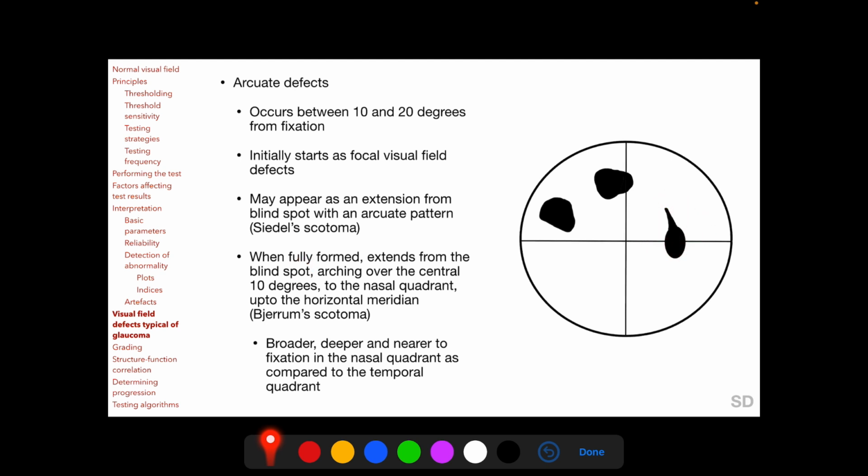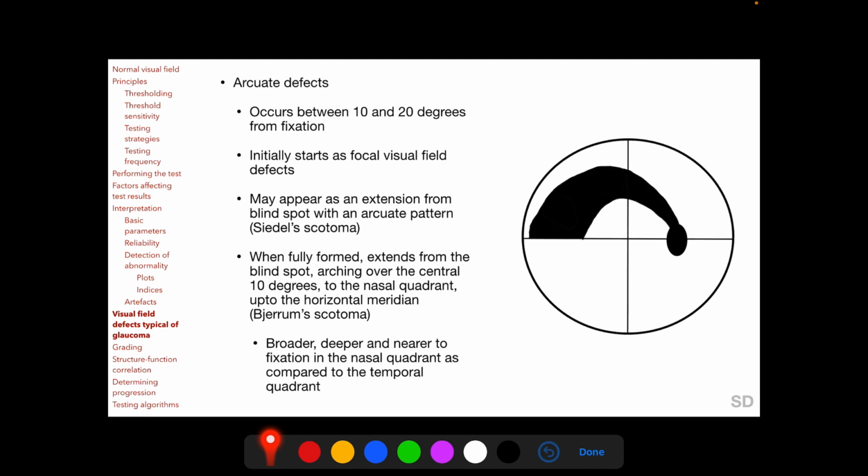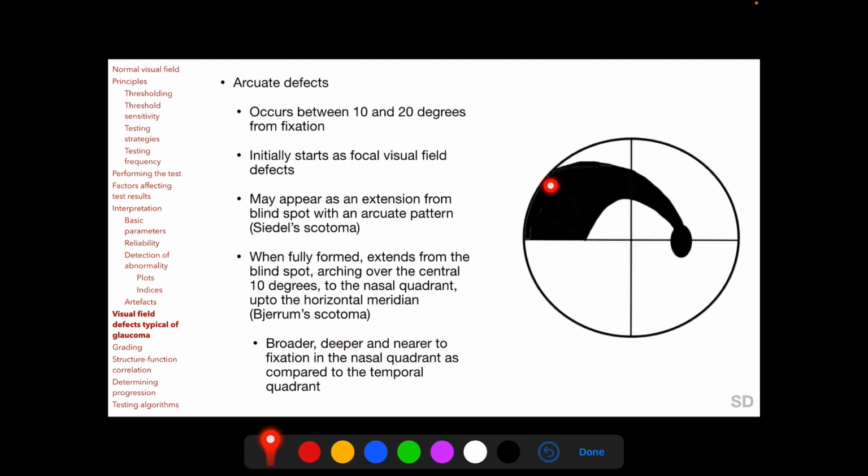When fully formed, an arcuate defect, as seen here in this figure, extends from the blind spot, arching over the central 10 degrees to the nasal quadrant up to the horizontal meridian, and a fully formed arcuate scotoma is called a Bjerrum scotoma. We can note here that in the nasal quadrant, as compared to the temporal quadrant, the arcuate scotoma is broader, deeper, and nearer to fixation. And when an arcuate scotoma reaches the periphery of the tested field, it is called a breakthrough arcuate scotoma.